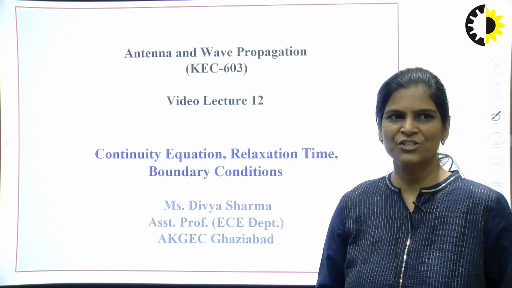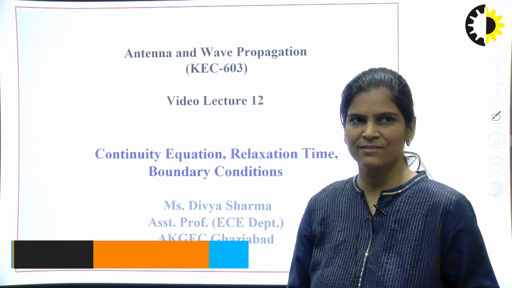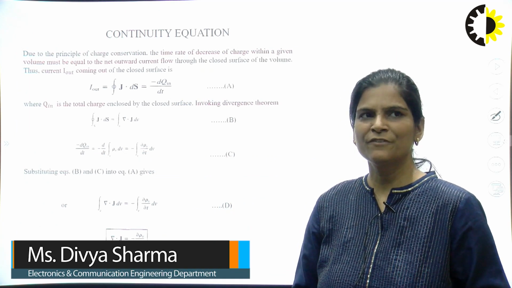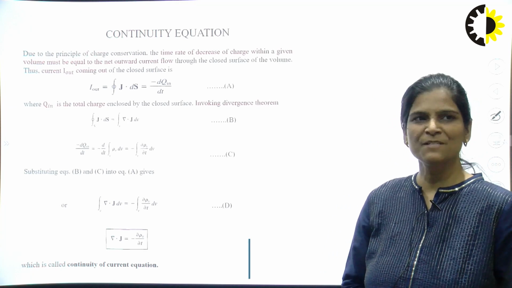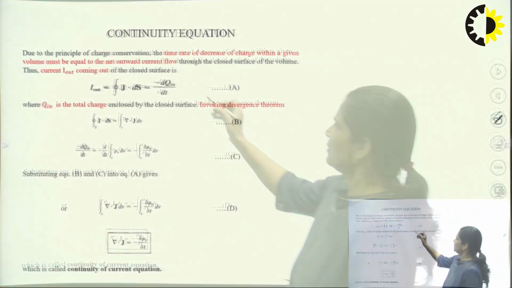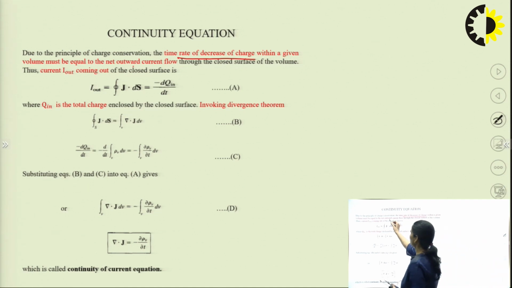Now today's lecture is on the continuity equation, relaxation time and boundary conditions. First we will cover the continuity equation. Due to the principle of charge conservation, the time rate of decrease of charge within a given volume must be equal to the net outward current flow.